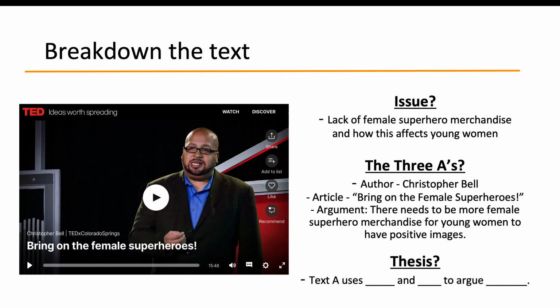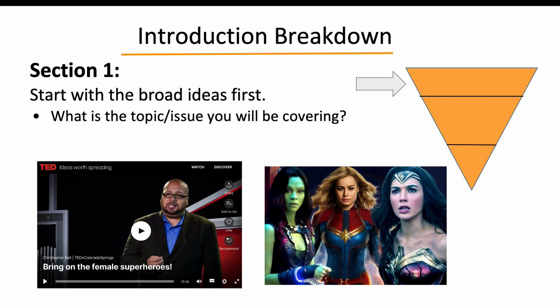Okay, we have our information down, outlines ready. Let's start writing. So the first section of the inverted pyramid, we got to talk about the issue. As noted before, Christopher Bell talks about the lack of female superhero merchandise. Well, we need to talk about that initially to get the reader to understand what we're going to be confronting.